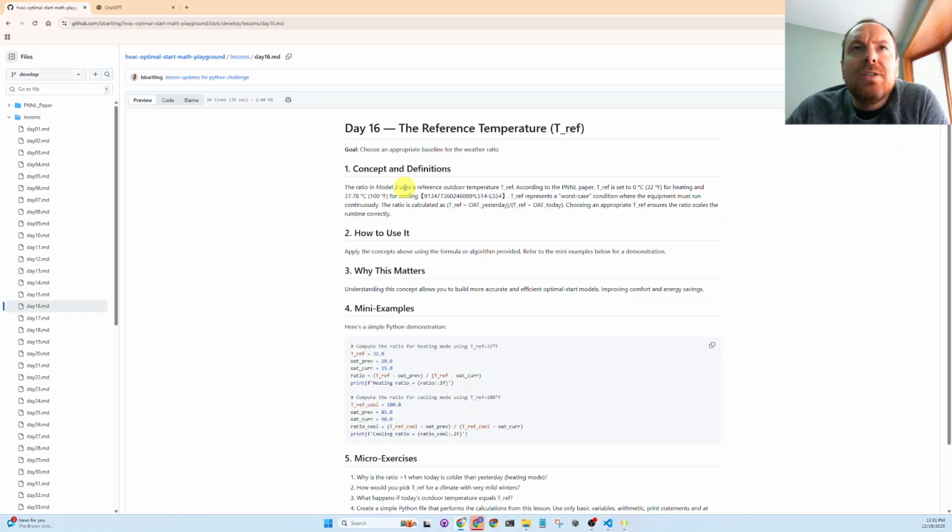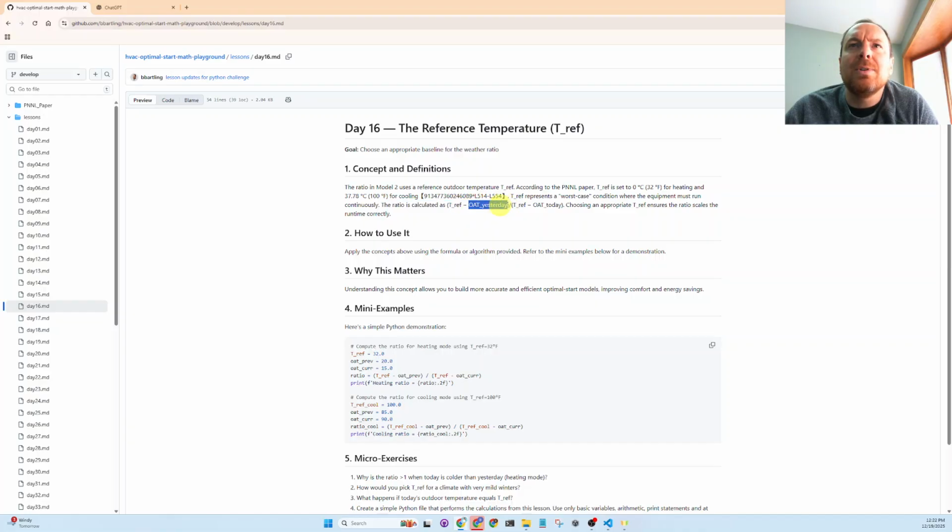Model 2 uses a reference for outside air temperature according to the PNNL paper. Tref is set to 0 degrees C, 32 degrees F for heating, and 37 degrees C, 100 degrees F for cooling. Tref represents a worst case condition where the equipment must run continuously. I guess so. If it's 100 degrees outside, should the air handling unit run all the time? Maybe. The ratio is calculated from Tref.